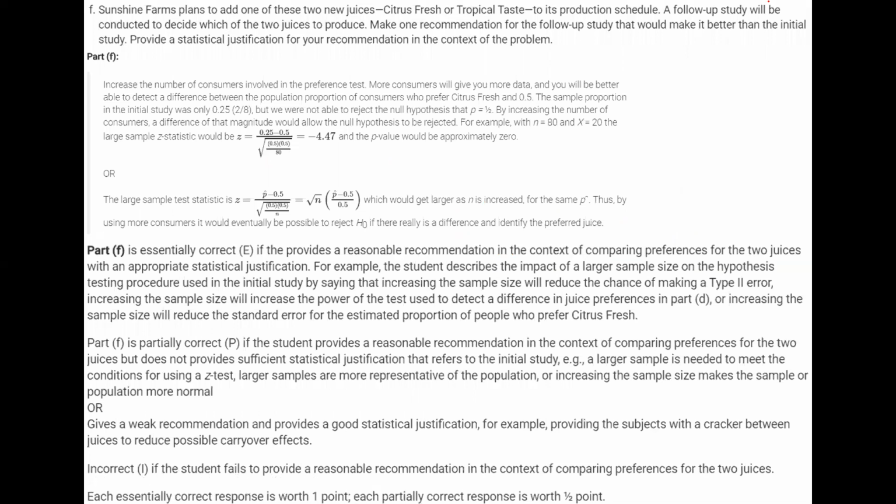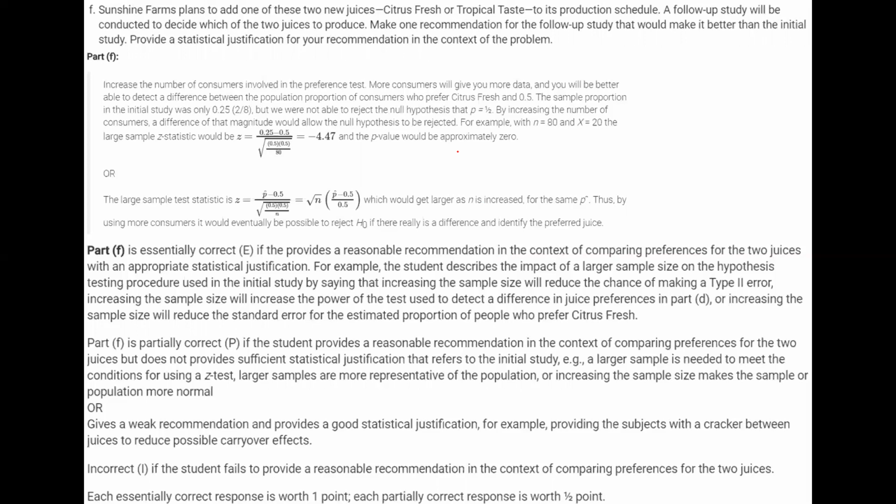F. This is a long question. I think that's why I picked it, actually. Sunshine Farms plans to add one of these two new juices. A follow-up study will be conducted to decide which of the two juices to produce. Make one recommendation for the follow-up study that would make it better than the initial study. Provide a statistical justification for your recommendation in the context of the problem.